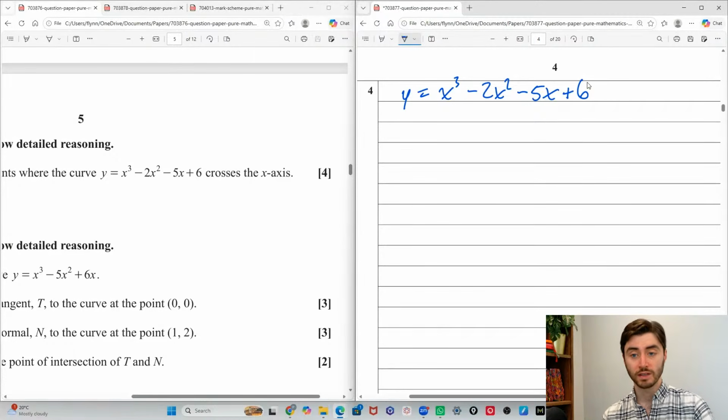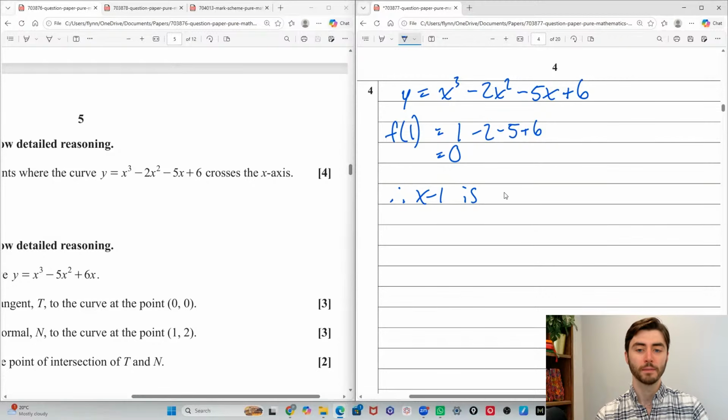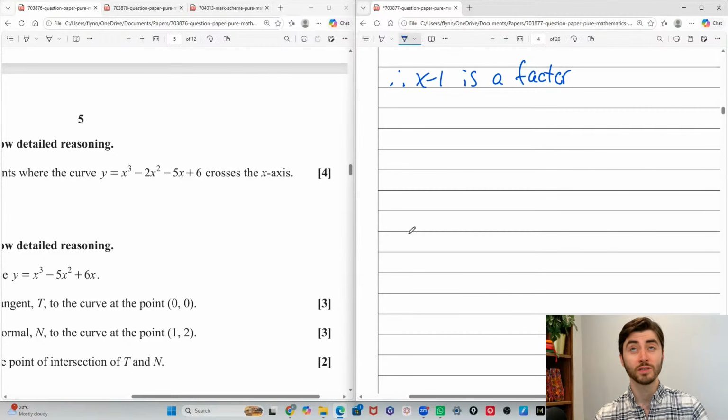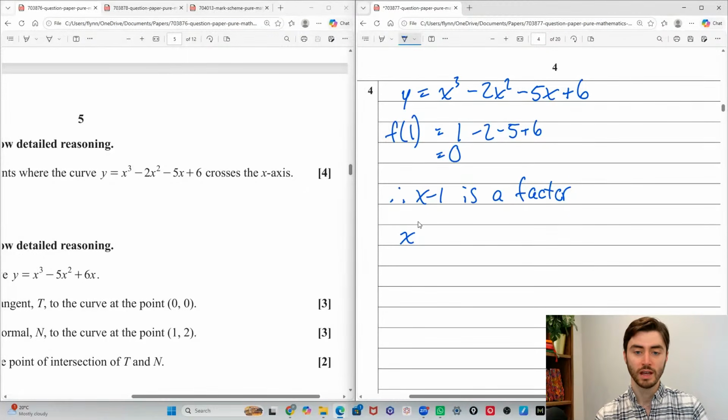So here, the first thing to check is f of 1. So that would be 1 minus 2 minus 5 plus 6. Oh, look at that, it equals 0, which means that x minus 1 is a factor. So that means now I can do algebraic long division. I think there are other methods to this. Well, first of all, you can do it by inspection. That's my preferred, so I'll demonstrate it for those who like it.